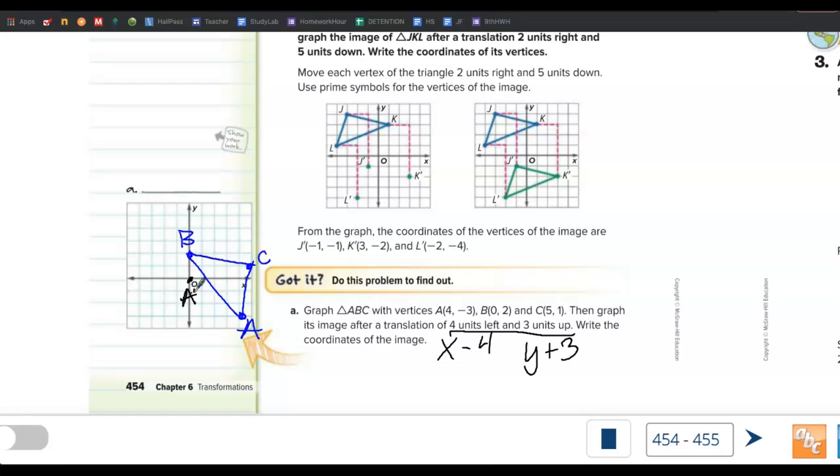Then I do the same thing with B. I go 4 units left, 1, 2, 3, 4. Then 3 units up, 1, 2, 3. Label it B prime. And I do the exact same thing with C, and label it C prime. Questions on that? So that one's not a lot of math, you just gotta count, right? Make sure you graph the first one right too.